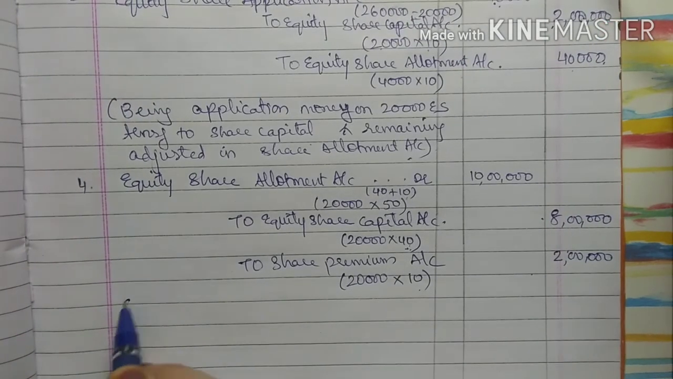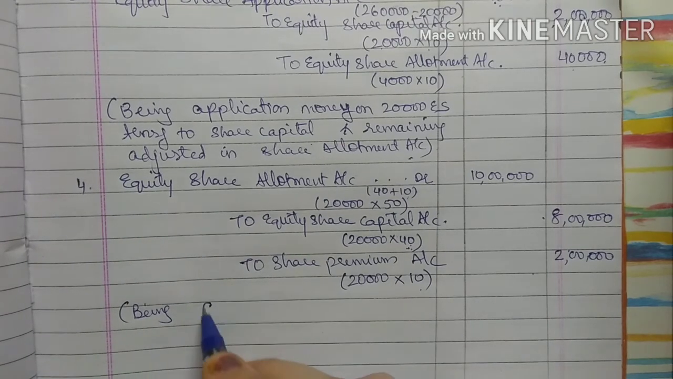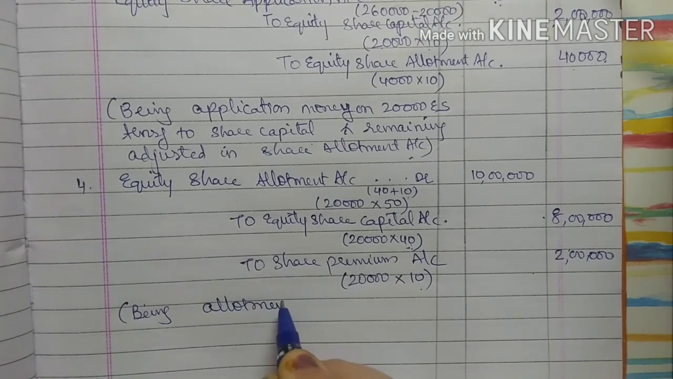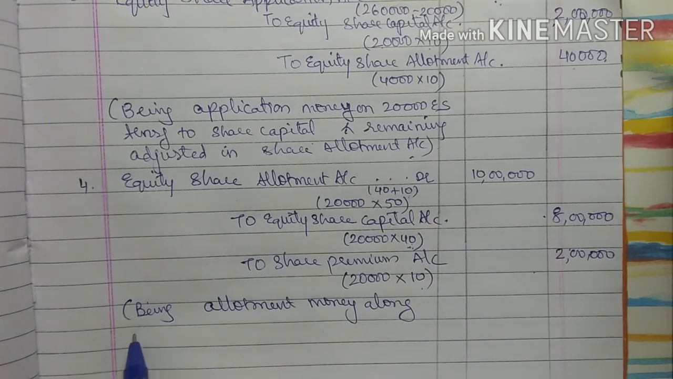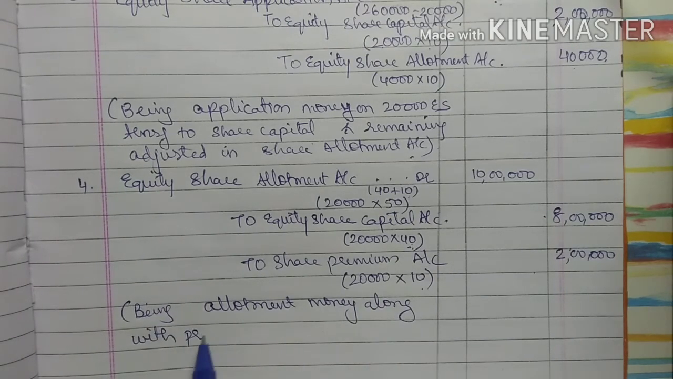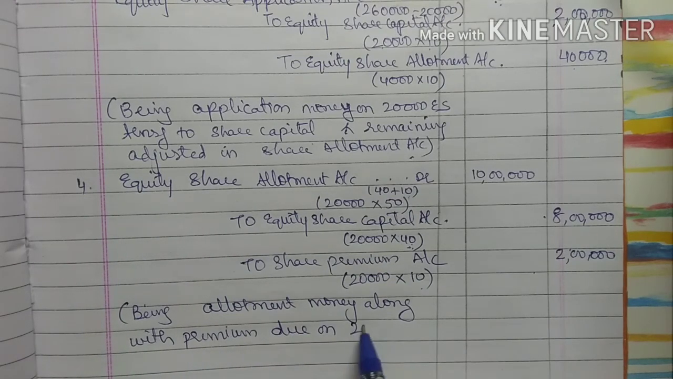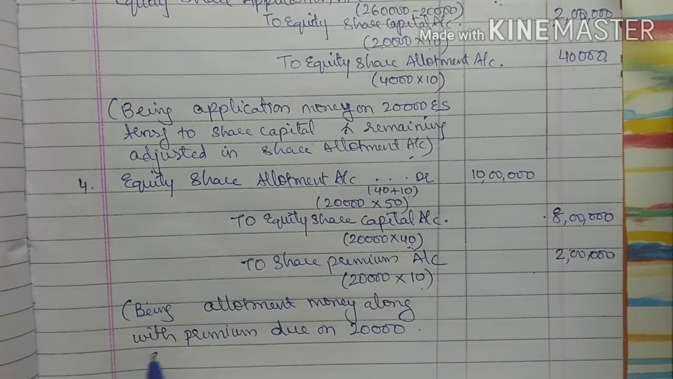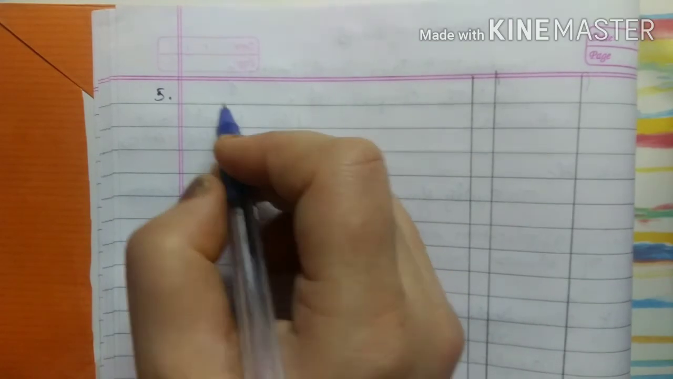Now the narration being allotment money along with premium due on 20,000 equity shares, right? The next entry will be for receiving the allotment money.